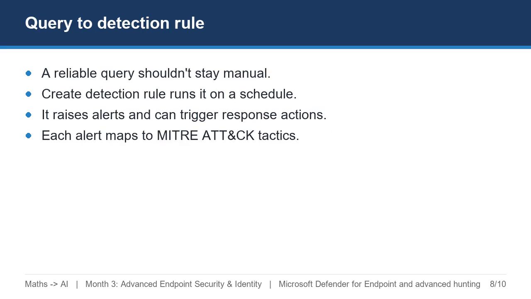Once a query reliably finds bad behavior, don't keep running it by hand. Use create detection rule. That schedules your KQL to run on a recurring frequency, raises an alert whenever rows come back, and can optionally trigger automated responses like isolating the device or collecting an investigation package. And every alert it raises is mapped to MITRE ATT&CK tactics and techniques, so the behavior gets a shared, standard name and slots into the kill chain. That's how a hunt becomes durable detection engineering.